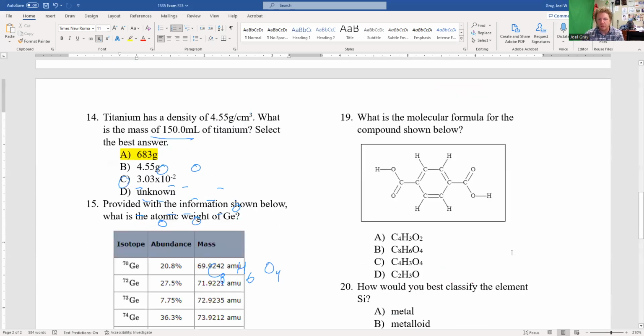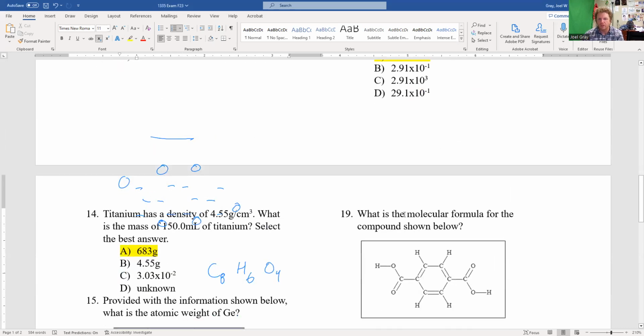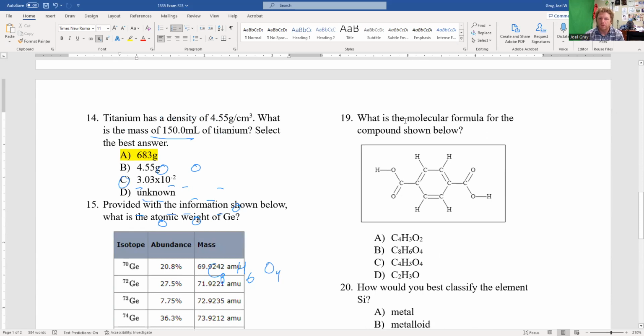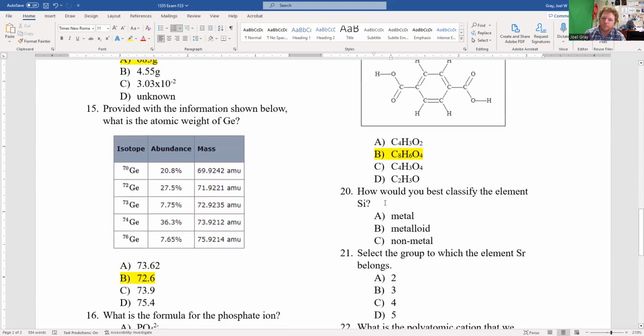Now, I'm not going to erase this because the same formula applies to question number 19. Again, C8H6O4. Well, this is asking for the molecular formula, in which case we are looking at C8H6O4. There's 3 types of formulas. There's a structural, empirical, and molecular. And this gave us our structural formula, and asked for our molecular and our empirical formula.